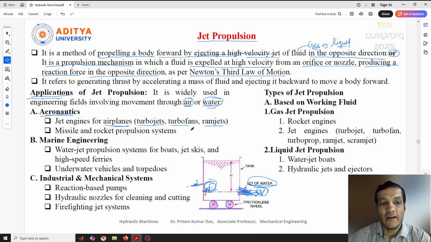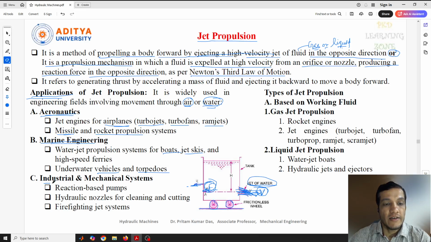So these are the different kinds of engines, and the names of these engines also. In the aeronautical field we can use this in the missile field or in rocket propulsion systems also. Similarly, in marine engineering you can use this, like the water jet propulsion system for a boat, for jet skis and high-speed ferries. Even in marine engineering, underwater vehicles and torpedoes can use it. Okay.